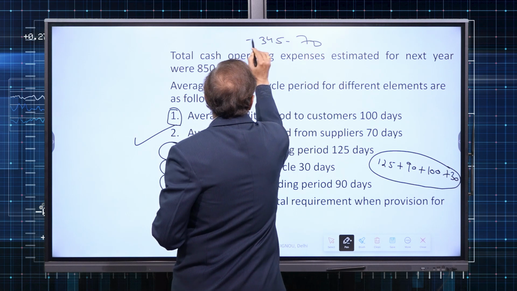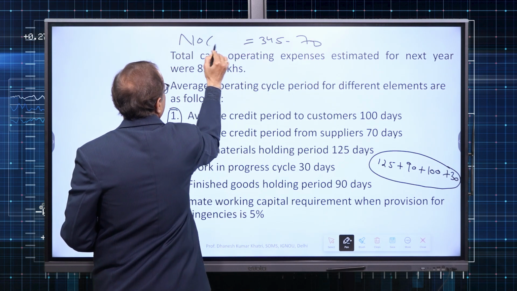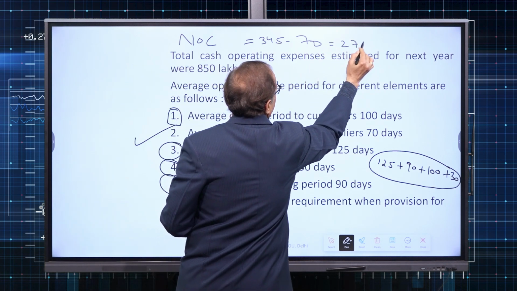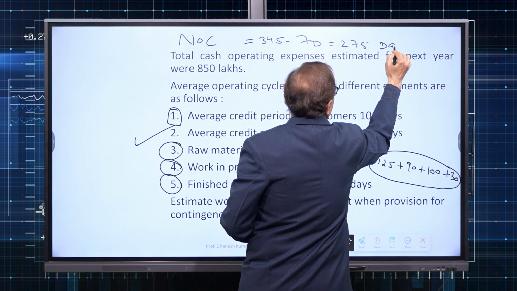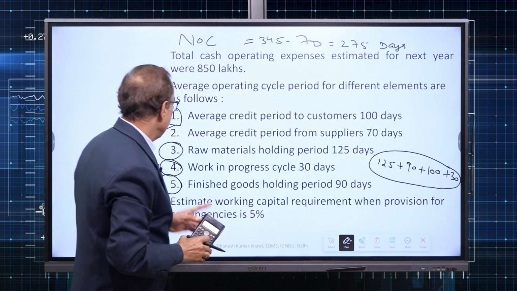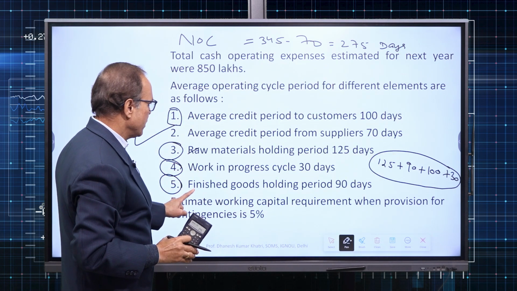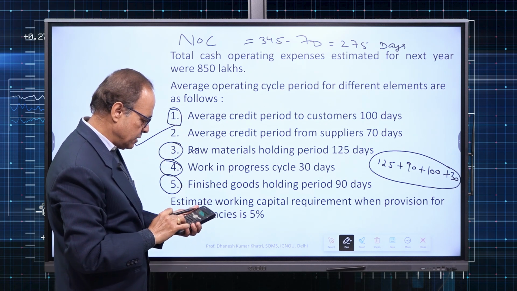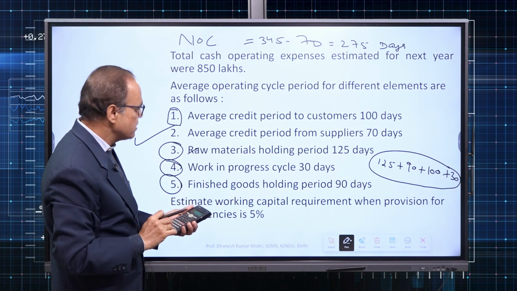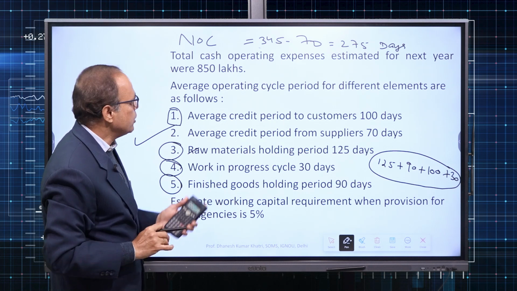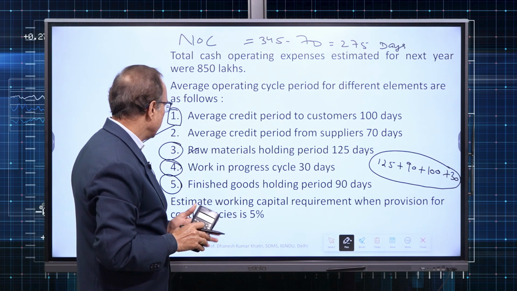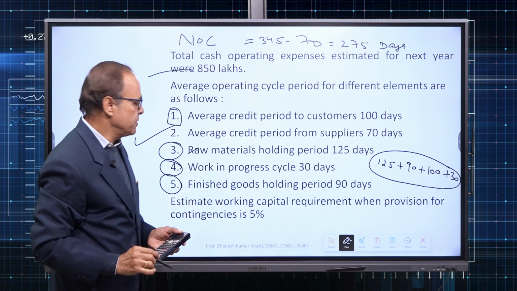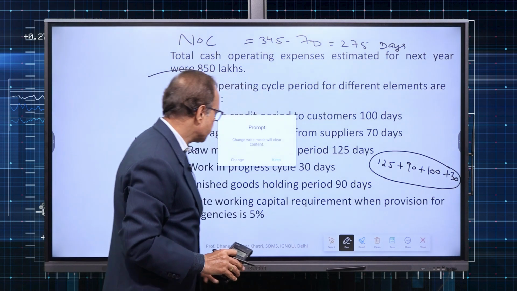So, what is my duration of net operating cycle? 275 days. You can see it 125, 30, 90 and 100. So, that makes it 125 plus 30 plus 90 plus 100, 345 minus 70. So, net operating cycle duration is 275. Now, what is my cash cost? 850. So, it is definitely futuristic. Now, we proceed further.